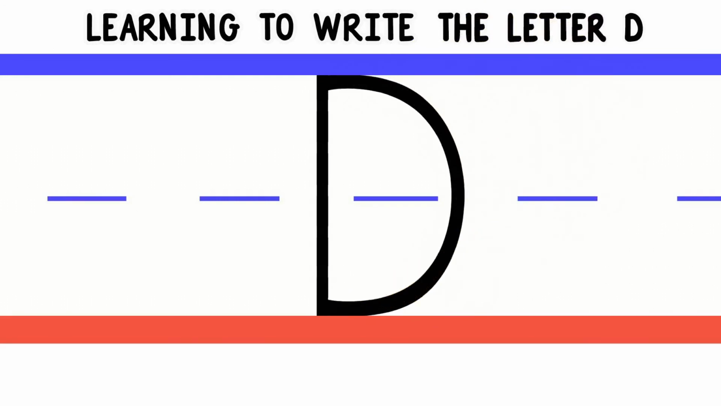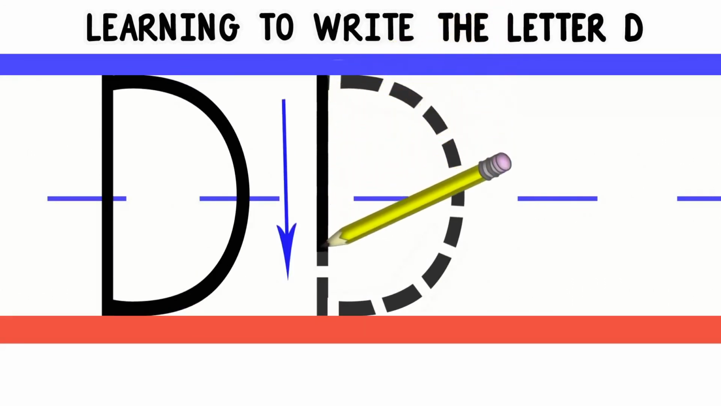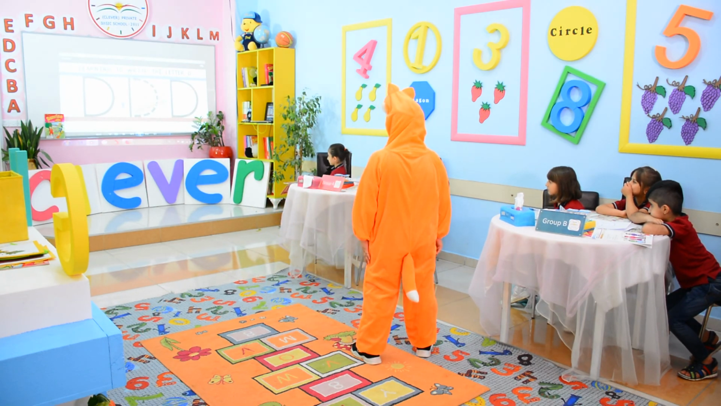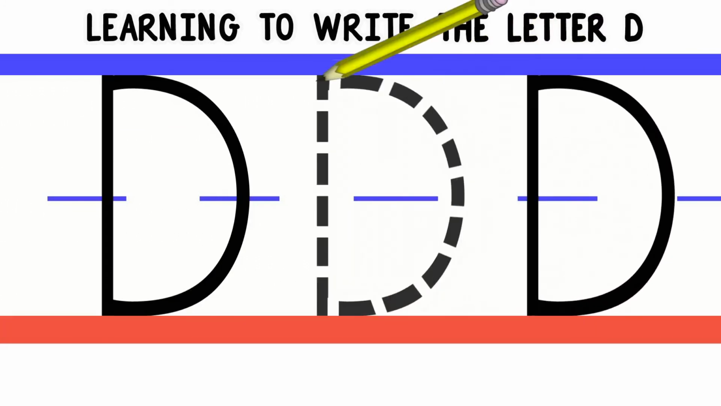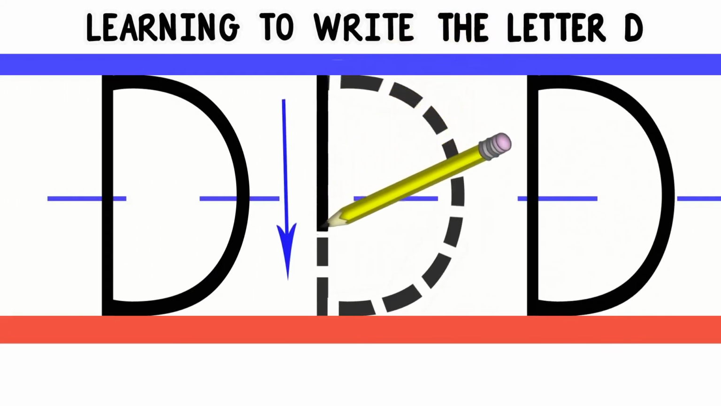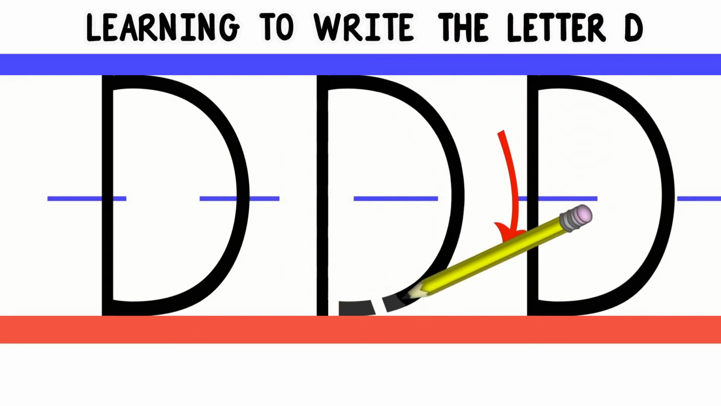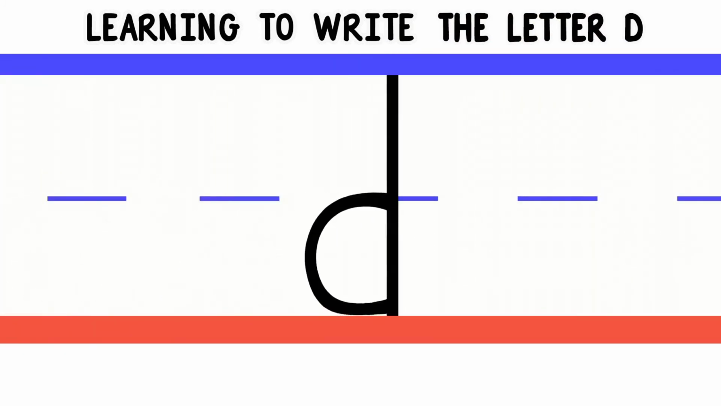Good job! Let's do that again. We'll start at the top and do a straight line all the way down to the bottom. Then go back to the top and do a curved line all the way down to the bottom. Great work! Now you try. Great job! Now let's move on to lowercase or little d.